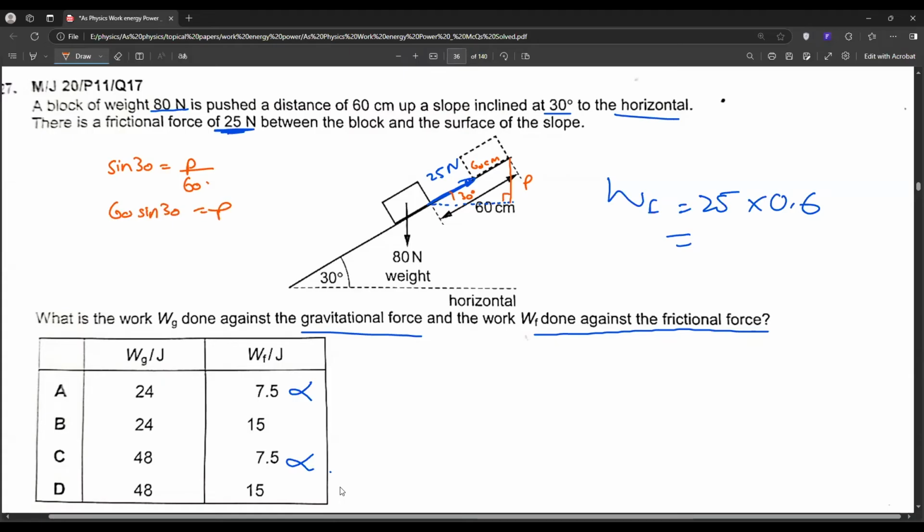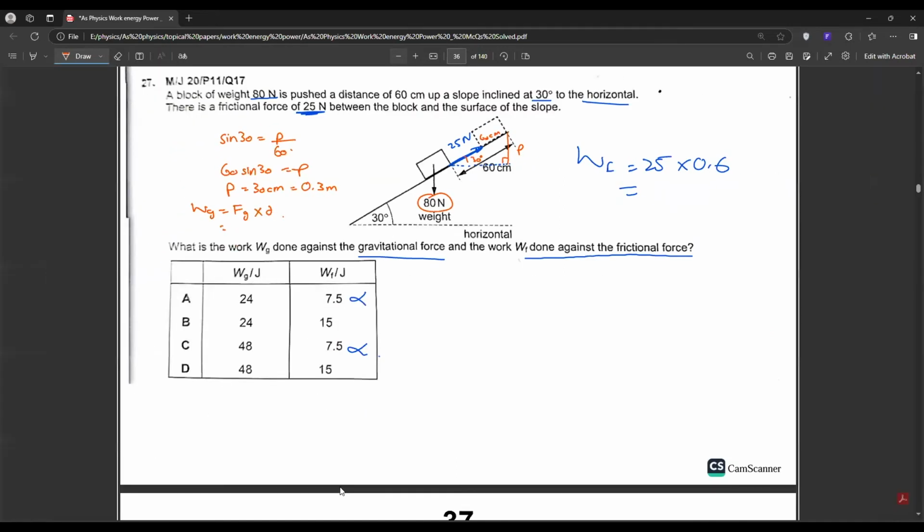Let's calculate that. 60 sine 30. This comes out to be what? Perpendicular is 30 centimeter. This is equal to 0.3 meters. The weight is 80 Newton. What will be the work done against gravity? Force of gravity, that is weight, multiplied by the distance, that is the vertical height. 80 multiplied by 0.3 gives you an answer of 24. B will be your answer. Let me check it. Question 36 has an answer of B.